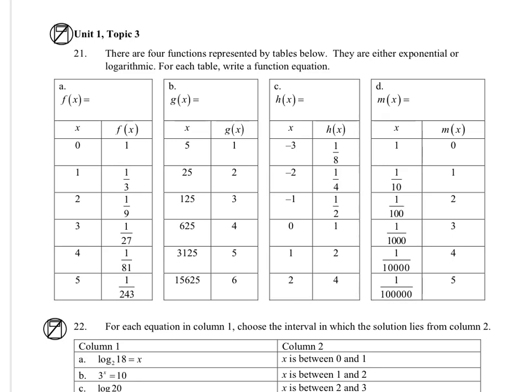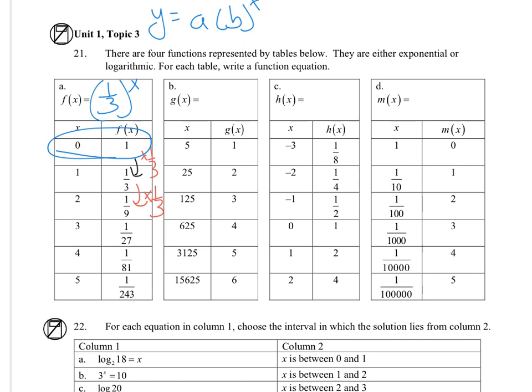So for 21, I'm going to look and see which values, the x or the y values, are the ones increasing by a multiple. So if I look at 21, I can see that we're multiplying the y's each time by 1/3. So that means it's exponential. And when your x is 0, that's your a value, because for an exponential, we've got a times b to the x. So this is going to be 1/3 to the x.